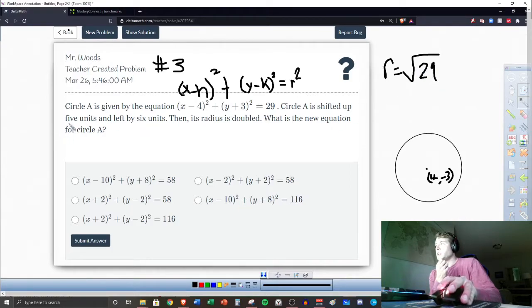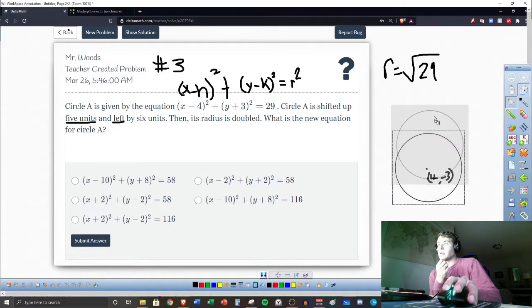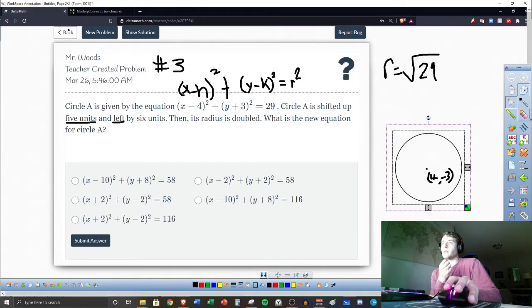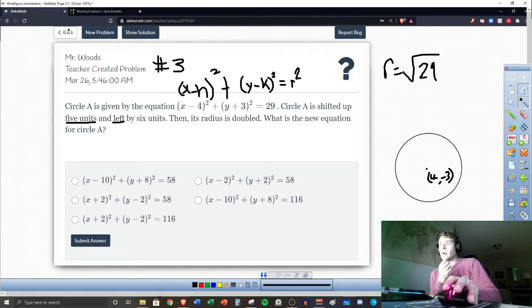But what do we want to do? We want to shift it up 5 units and then shift it left by 6 units. So we would grab our circle, go up and then left. So what would happen to this circle? Well, we're going to transform these values. If I shift it up 5 units, that modifies the y value. So the y value goes from -3 to 2. And then if we go left by 6 units, that's going to change the x value. We're at 4, minus 6, so it's -2.